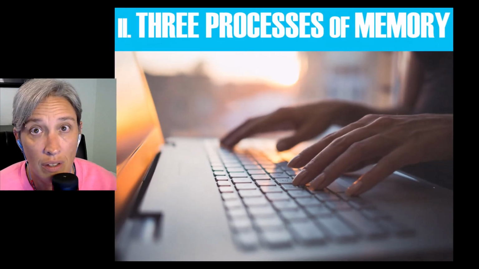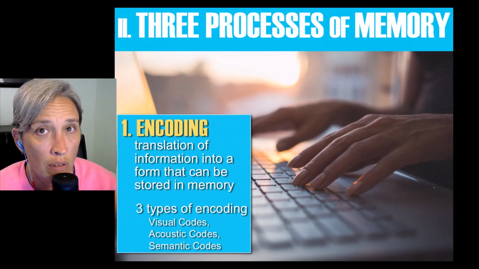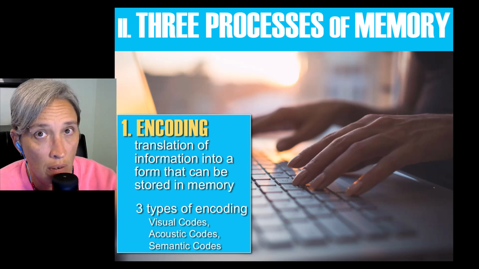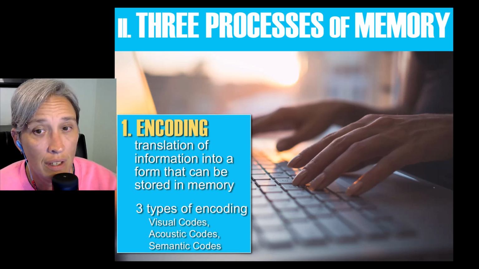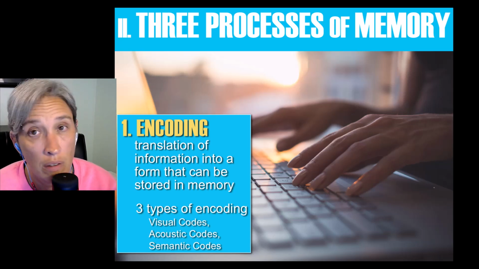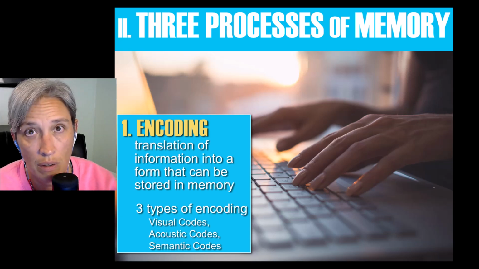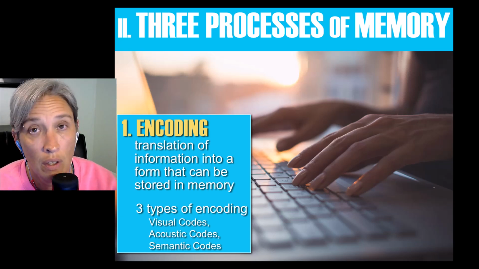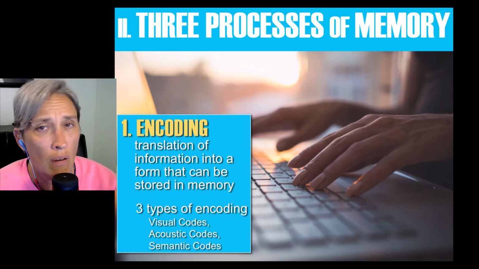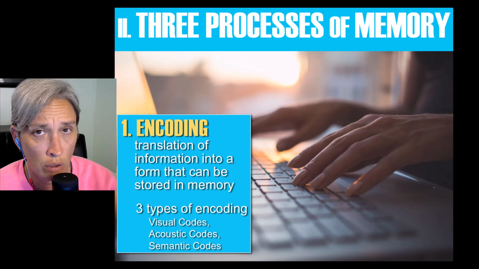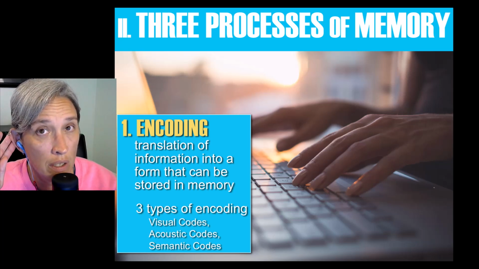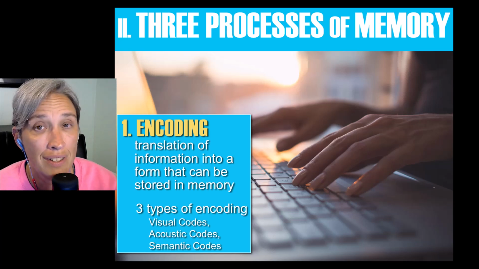All right, it looks a little bit like this. When you encode information, similar to typing on a computer, we are translating information into a form that can be stored in memory, just like on your computer. You have to put the letters, the keys, into the computer. You have to encode it. There are three types of encoding systems, and those include visual codes, I can see it; acoustic codes, I can hear it; and semantic codes, that brings it meaning.